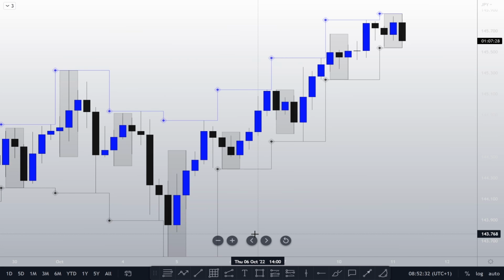In today's session, I'm going to be talking about the difference between supply and demand zones and order blocks. Make sure you watch to the end and receive all the information. Okay, and without further ado, let's do this.